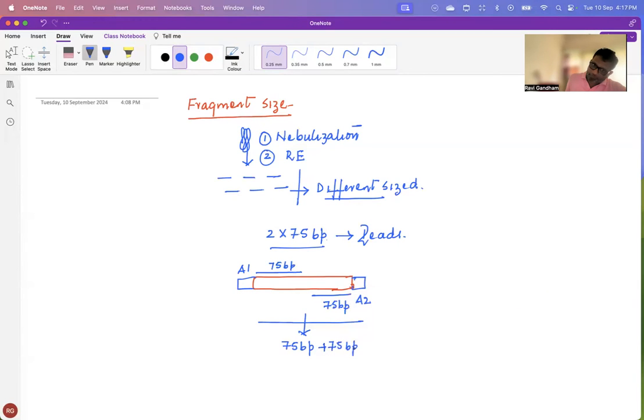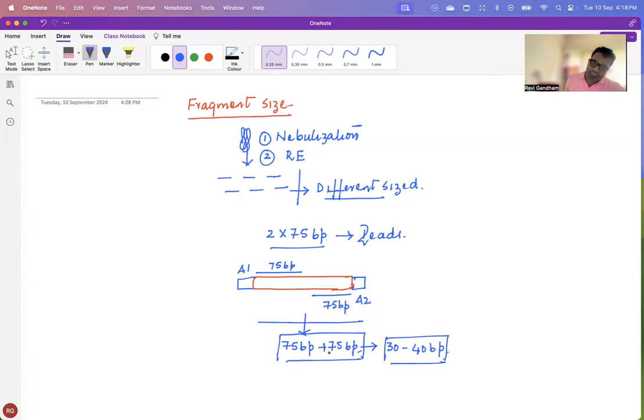150 base pair. So people generally take paired end reads not to have an overlap between them. So they take an excess of at least 30 to 40 base pair in excess of the desired fragment length.